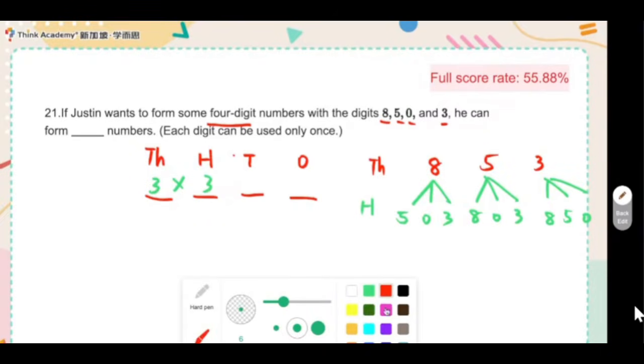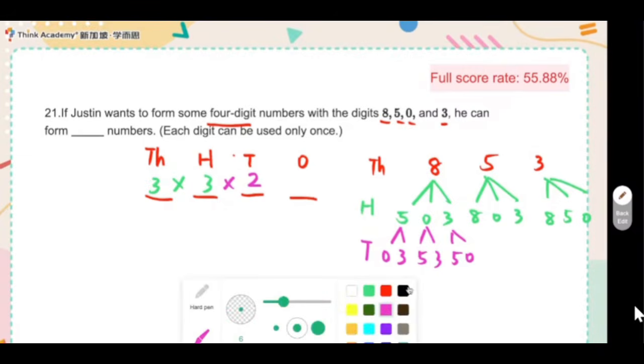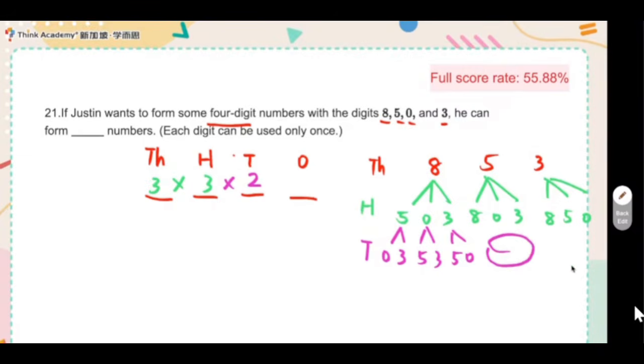And then let's see. As for the next digit, how many choices can we have? Okay, let's do the times. Just now for the 1,000 and the hundreds, we already chose 2 numbers, right? So as for the tens place, we only have 2 numbers left. For example, as for the 5, we have 0 or 3 left. As for the 0, we have 5 or 3 left. As for the 3, we have 5 or 0 left. So as for the tens place, we have 2 choices left for each group. We times 2. And then these 2 parts are also the same. I won't list them one by one, okay?